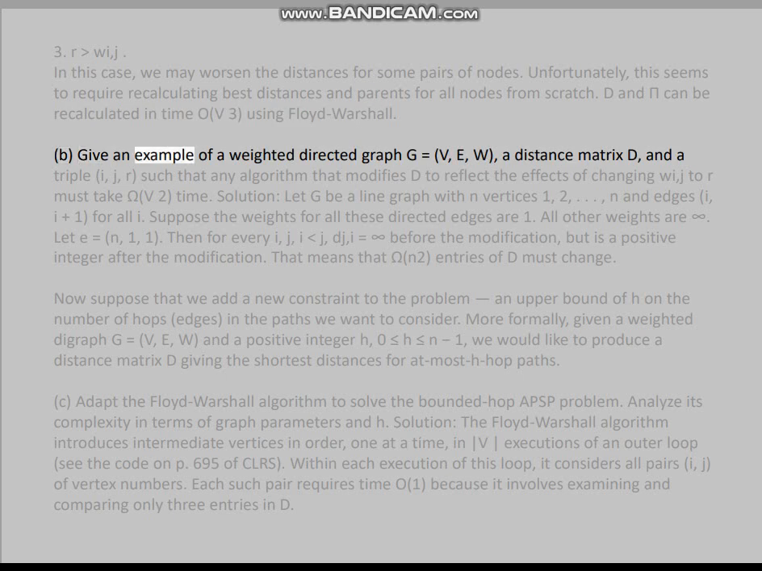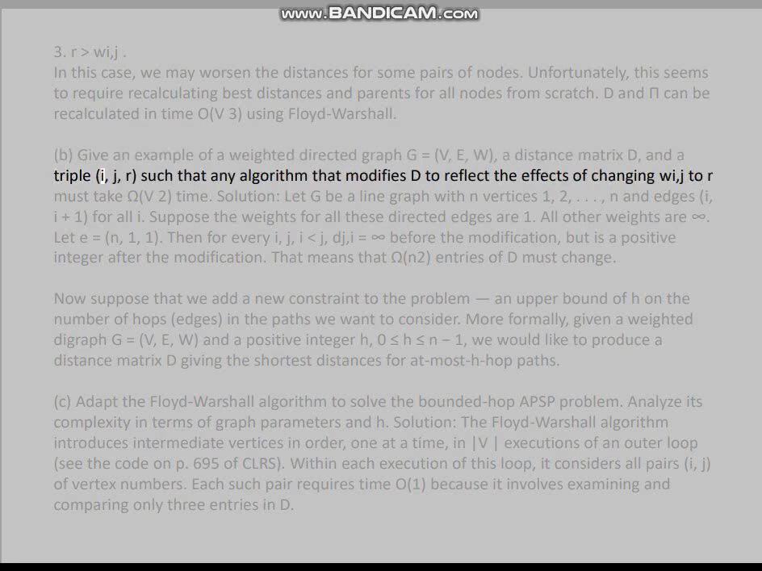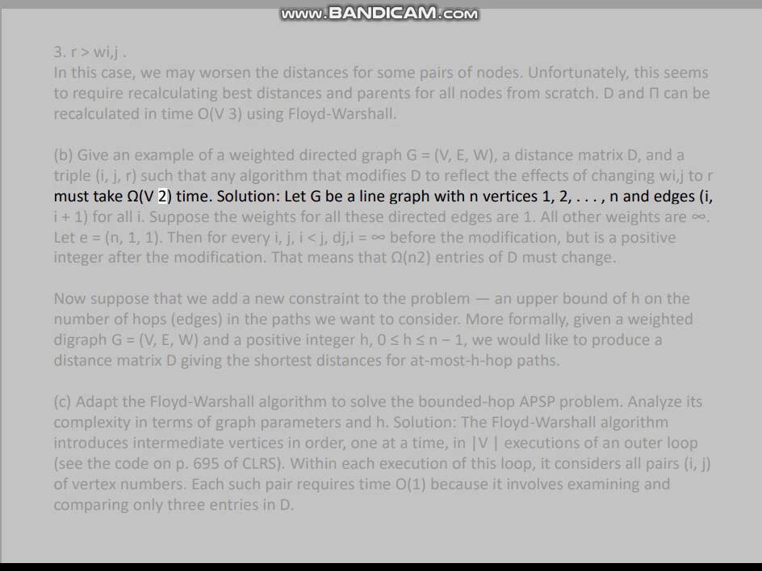B. Give an example of a weighted directed graph G = (V, E, W), a distance matrix D, and a triple (i, j, r), such that any algorithm that modifies D to reflect the effects of changing w(i, j) to r must take Omega(V^2) time.